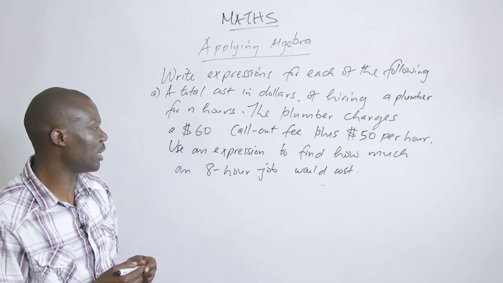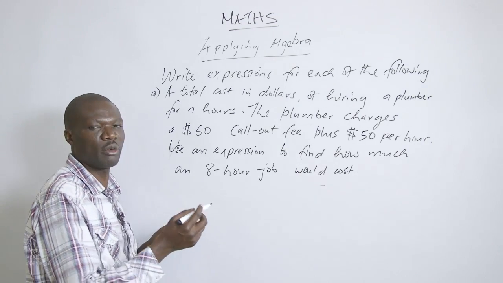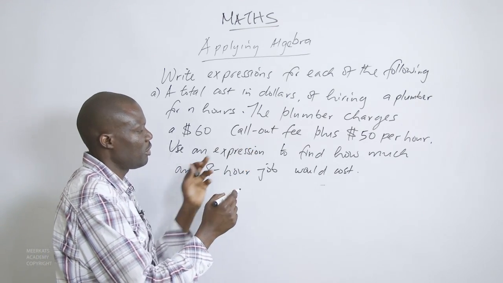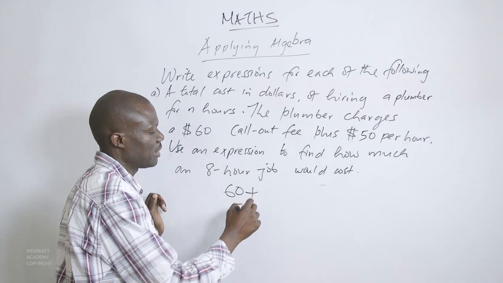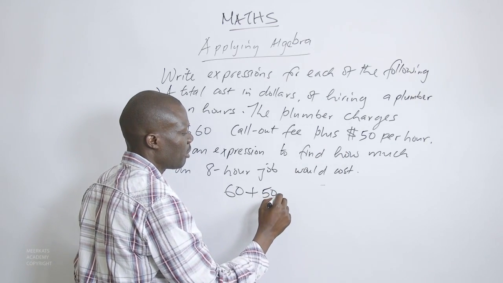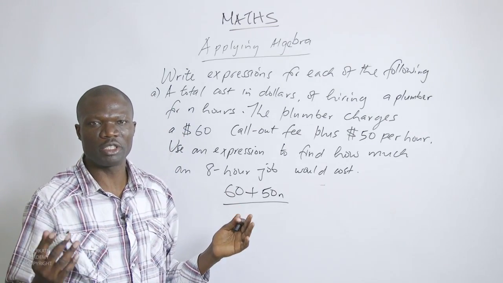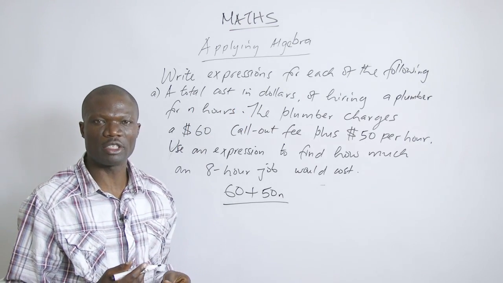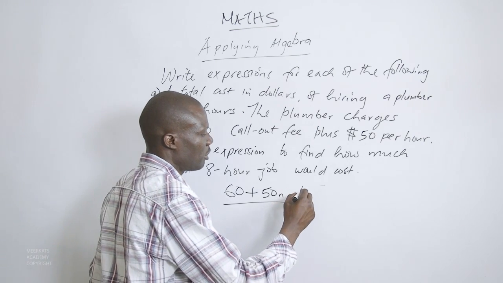So we find that here we first need to come up with the expression that is required. And the expression we find is that the fixed rate must be maintained. That is the call-out fee, which here is 60, and then plus the rate per hour. Rate per hour is 50, and the number of hours is n. So this one is the general expression for calculating the total cost in dollars of hiring a plumber to work for n hours.